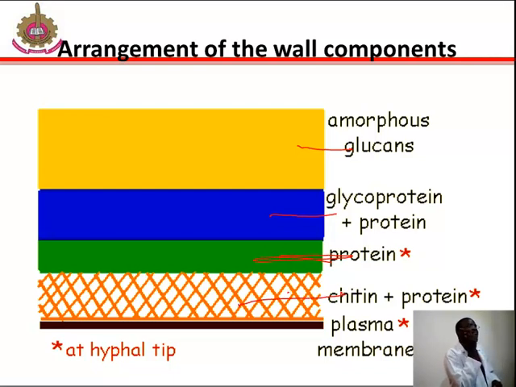So, like I said earlier on, the cell wall is made up of glucan and chitin. They are arranged in these layers. They are now covered up totally by the plasma membrane, which covers everything up. So this is the typical arrangement of the cell components of a typical fungus.